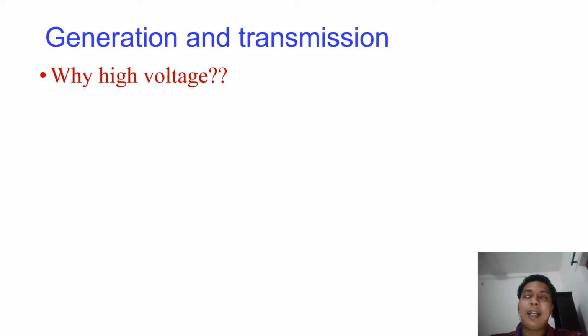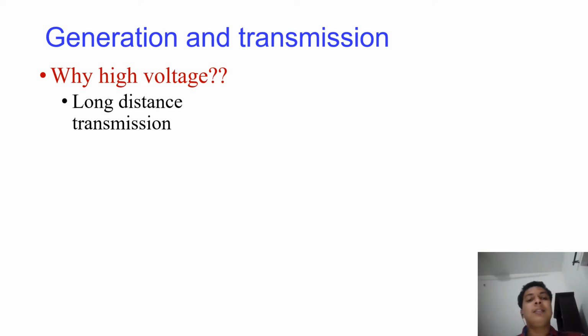As I said, with the advent of the AC system, and after having a good transformer with us, that is when we started making it higher voltage. So why high voltage? Because we have to transmit the power over a long distance, right? We have to transmit the power over a long distance. So what can we do?